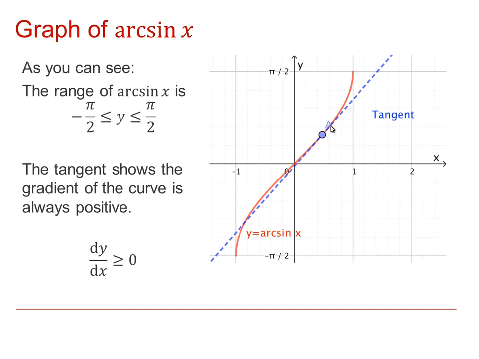The other thing which is worth noting, and we'll be using later on in the presentation, is the fact that the gradient of y equals arcsin x is clearly positive for all values. In other words, the derivative dy by dx is greater than or equal to 0. So now what I want to do is to consider that if y is equal to arcsin x, can we find dy by dx as a function of x?